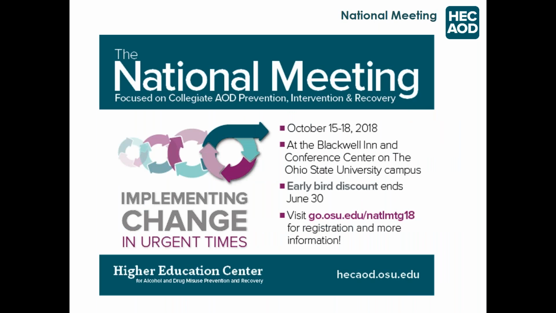I mentioned the national meeting during our last webinar a little bit ago, and I just want to put another plug in for the national meeting coming up October 15th through the 18th. It's at the Blackwell Inn and Conference Center here at Ohio State University. The early bird discount ends June 30th, so you have one more month to register at our early bird rate. If you are a member of the Higher Ed Center, either institutionally or individually, you receive an additional discount on top of your early bird discount that makes registration only $300. Registration includes breakfasts and lunches, and it's an excellent conference for anyone interested in working on collegiate alcohol and drug prevention, intervention, and recovery.